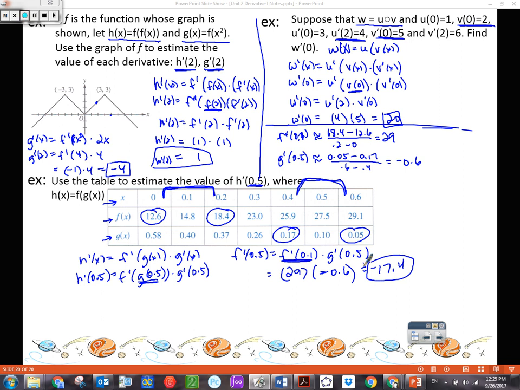Those are the main kinds of ways that you're going to have to encounter doing derivatives in abstract with the chain rule. Are we okay with those three? All good? Okay.